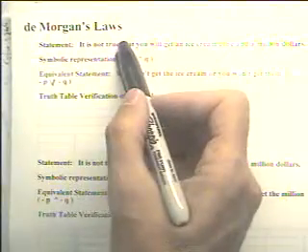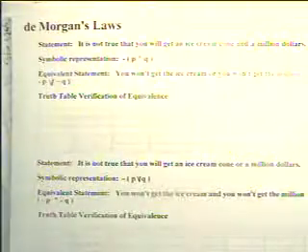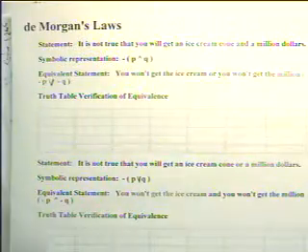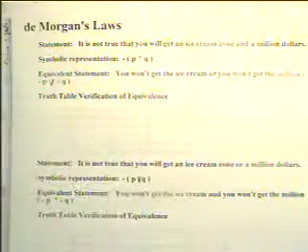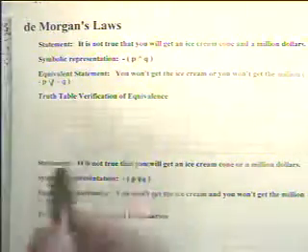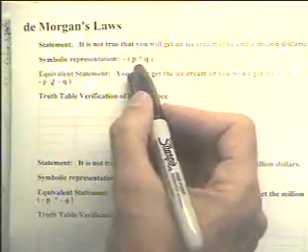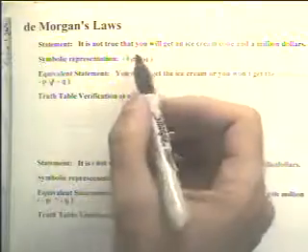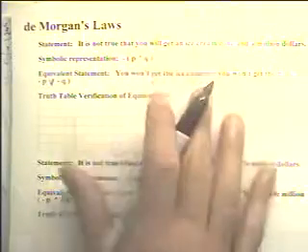De Morgan's laws were encountered in the idea of set theory, or within set theory, and they have an analogous meaning in logic. It turns out that set theory and logic have a lot of parallels. For example, the and is a lot like intersection, the or is a lot like union. Let's take the statement, it is not true that you'll get an ice cream cone and $1 million.